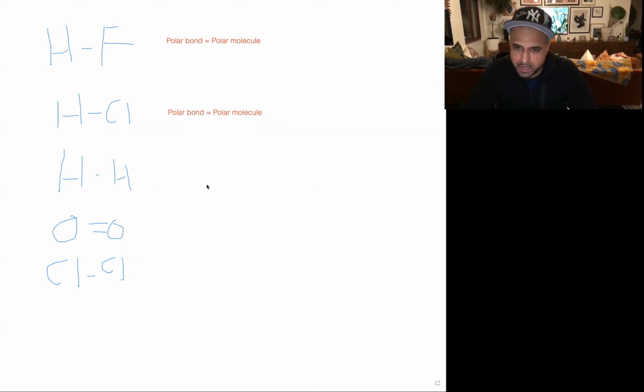This is a nonpolar bond, because this is symmetrical. Since only two elements, it's a nonpolar molecule. Oxygen needs two bonds because it needs two electrons, but it's the same on the left, same on the right. Nonpolar bond, nonpolar molecule. And then again, Cl-Cl, Cl on the left, Cl on the right. Nonpolar bond, nonpolar molecule. Most students, when I give them that in 5 minutes, say, oh, it's so easy, I got it.